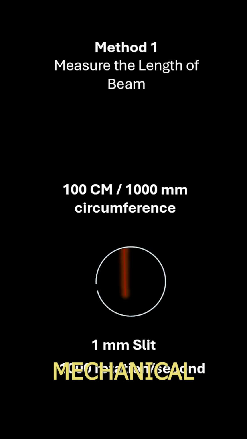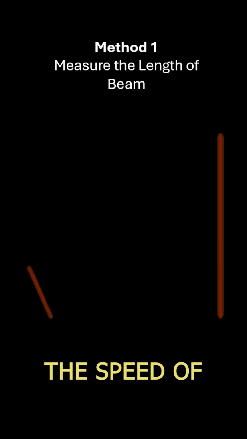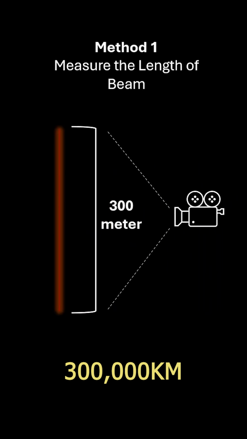We can create a high-speed mechanical shutter using a rotating cylinder at 1000 rotations per second with a slit of 1 mm and a circumference of 100 centimeters, thus making a mechanical shutter of 1 microsecond, which is one millionth of a second. Assuming the speed of light is 300,000 kilometers per second, or 3 lakh kilometers per second, during 1 microsecond, light travels approximately 300 meters. Therefore, our shutter would create a light beam of 300 meters, which we can capture through a high-speed camera kept perpendicular to this beam.